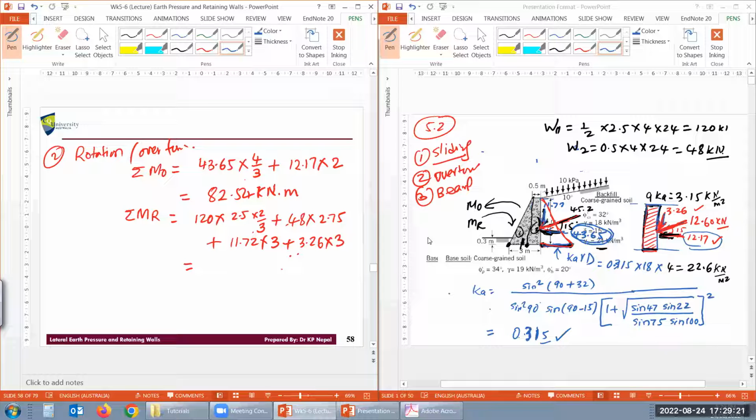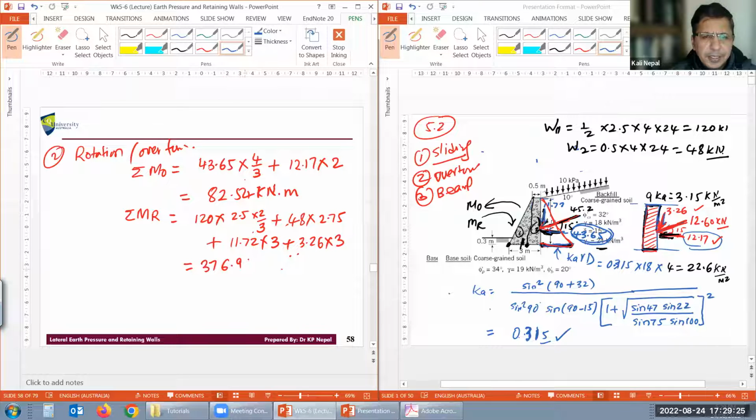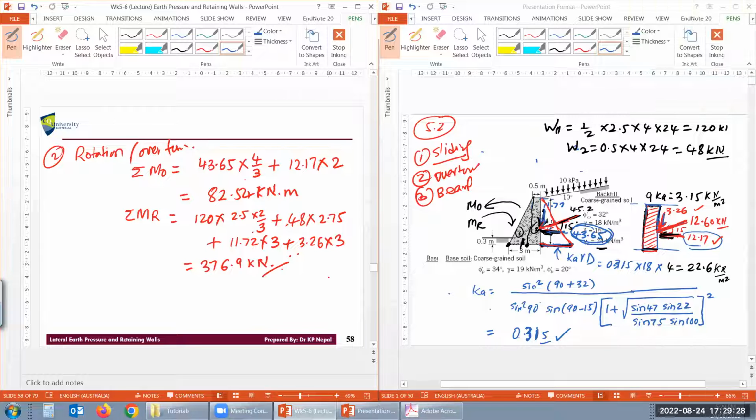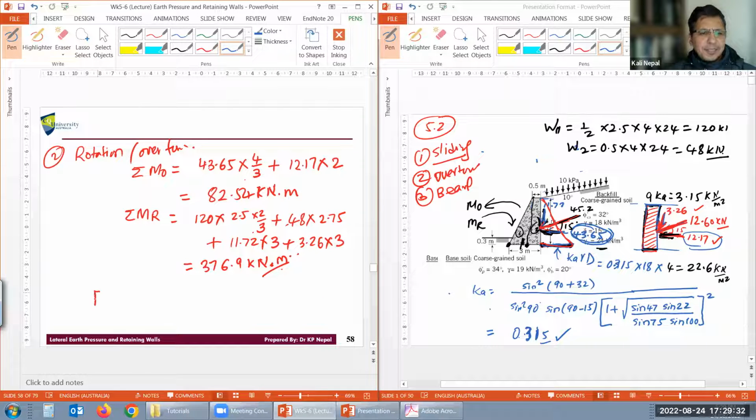Is it 376.9? 376.9 kilonewton meter, yeah? Another student also got the same. All right, so what is the factor of safety now? Very easy, right? Factor of safety for overturning is what is resisting, 376.9, divided by 82.54. Oh, it's a big one.